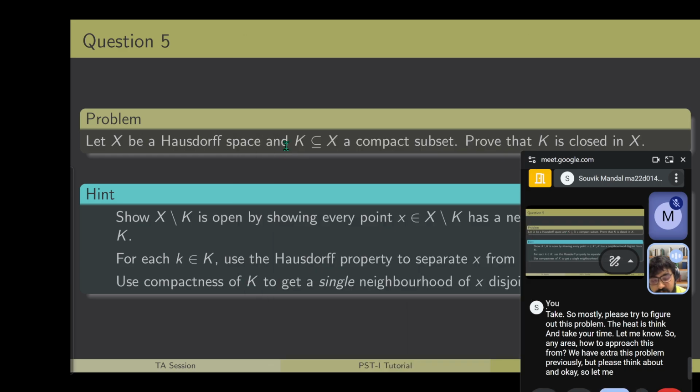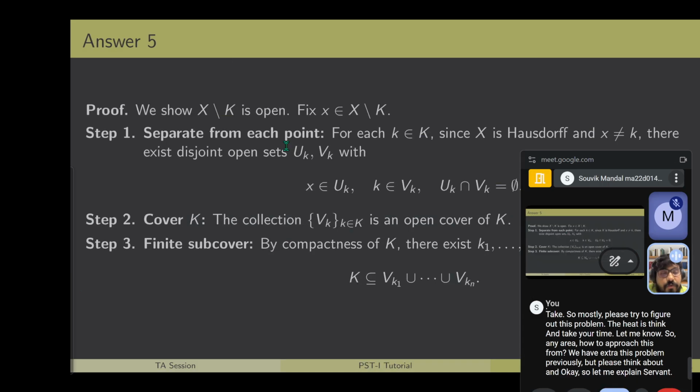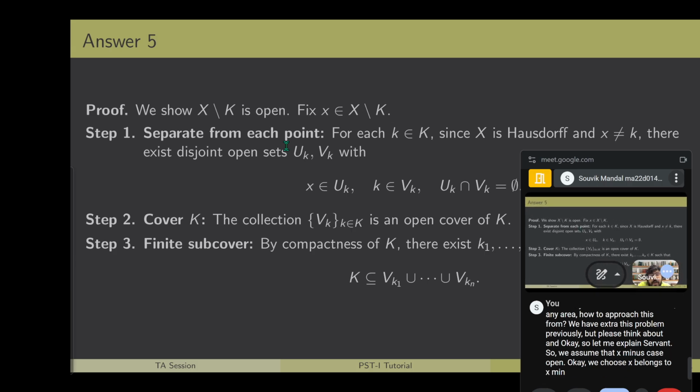Okay, so let me explain this argument. We want to show that X minus K is open. We choose x belonging to X minus K. We are separating each point of K from x. Now by Hausdorff, we get sets U_k and V_k, with U_k intersection V_k empty. Now, for covering, we are considering all those open sets V_k containing each k.